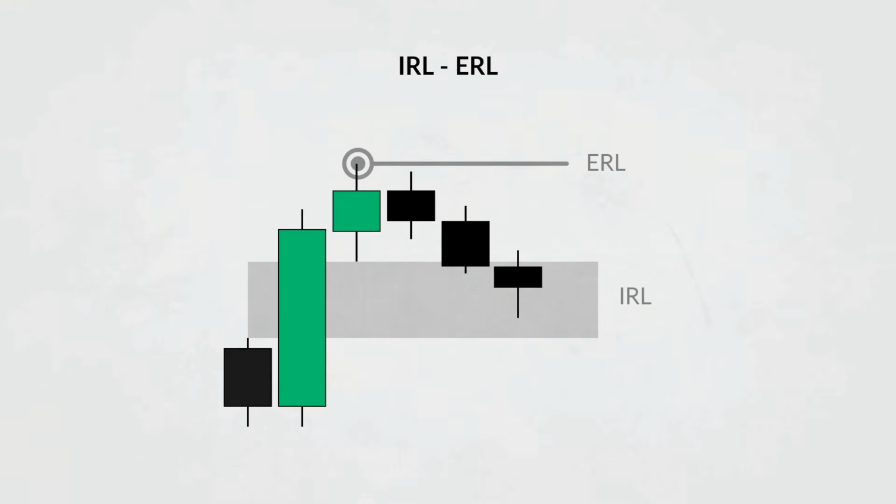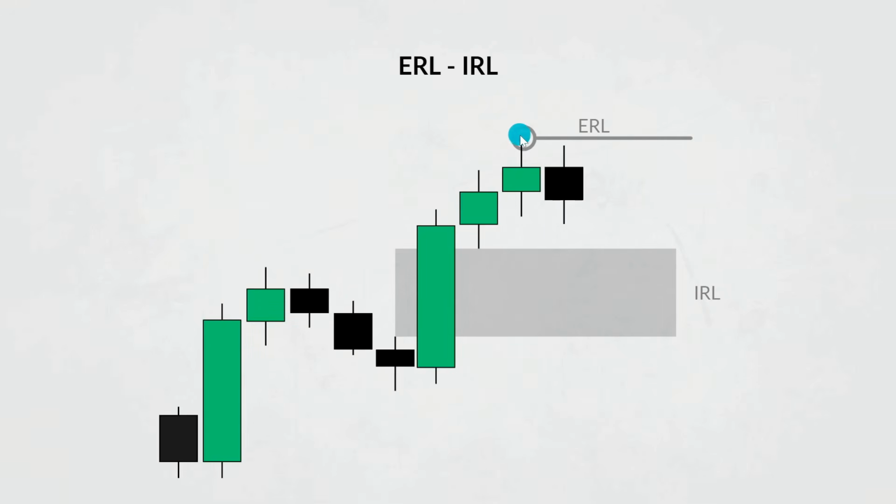The next concept I want us to look at is the idea of internal range liquidity and external range liquidity. In this context, our internal range liquidity refers to the fair value gap, while our external range liquidity refers to previous highs and previous lows. When price is sitting at an internal range liquidity, the next draw on liquidity is almost always an external range liquidity. Conversely, when price is positioned at an external range liquidity, the next draw on liquidity will most likely be an internal range liquidity.